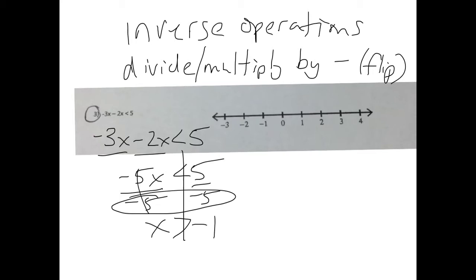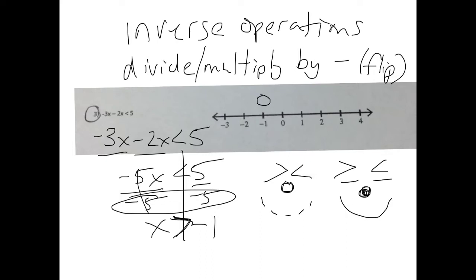Remember, we had our faces to help us remember, and you can write this on your review sheet to help you. Okay. This symbol gets an open circle, so we're going to do an open circle at negative 1. This points to the right, so we draw to the right. That's what the graph of this looks like.